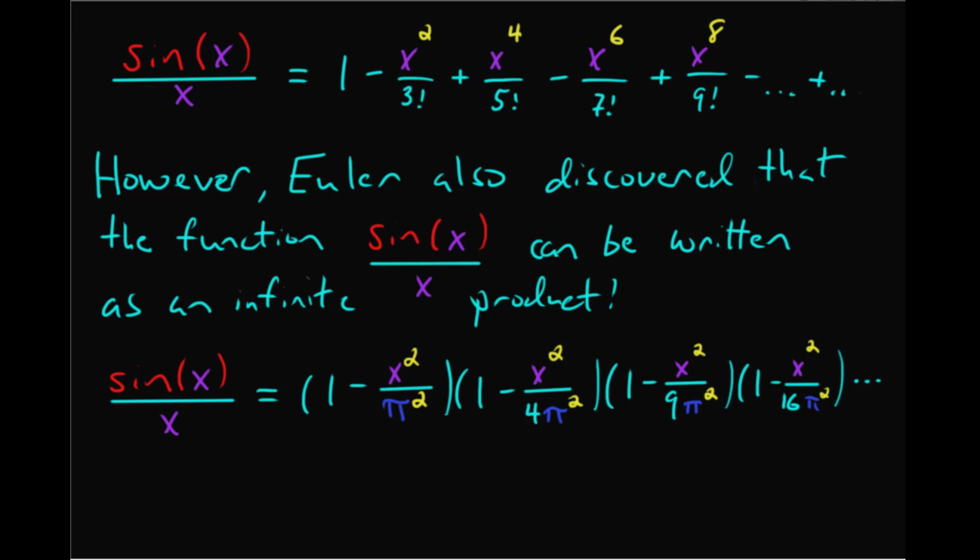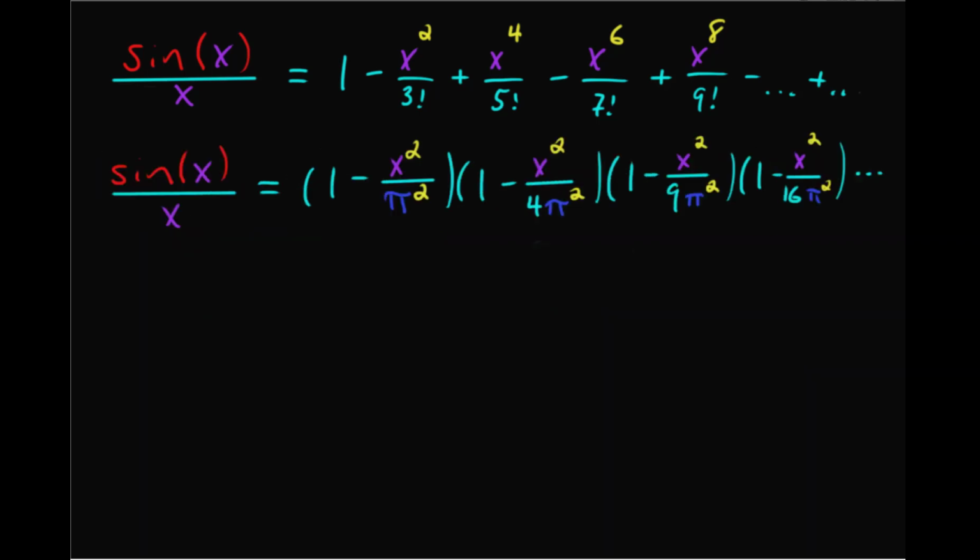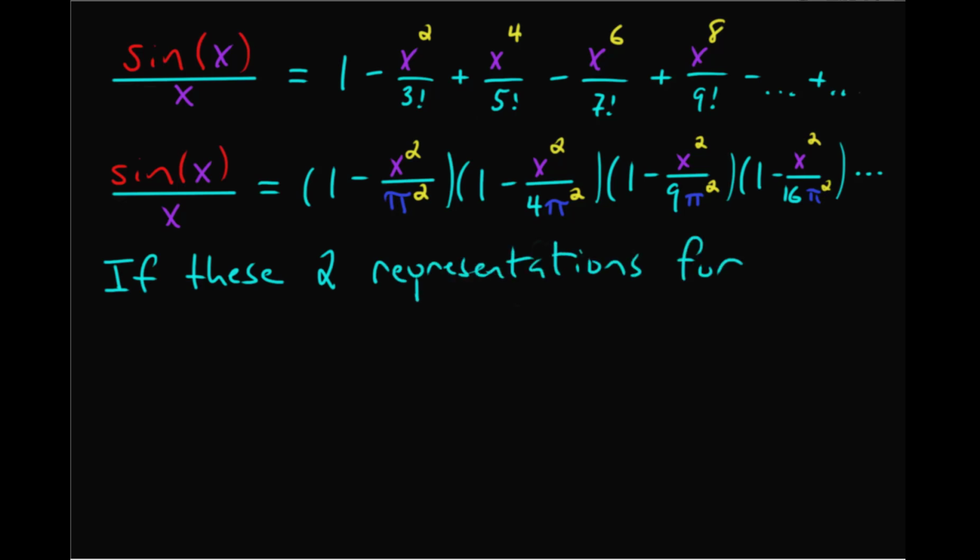And I hope you see the pattern now. Each term in the infinite product expansion is a binomial of the form 1 minus x squared over n squared pi squared, where n is a positive integer. So we have these two different representations for the function sine of x over x. One is an infinite series and the other is an infinite product.